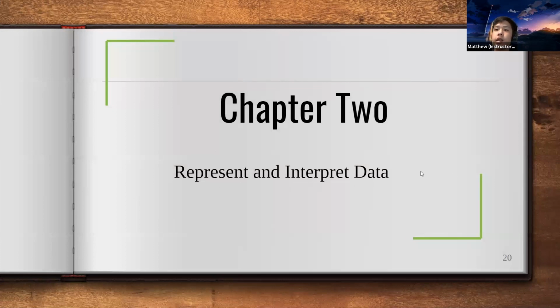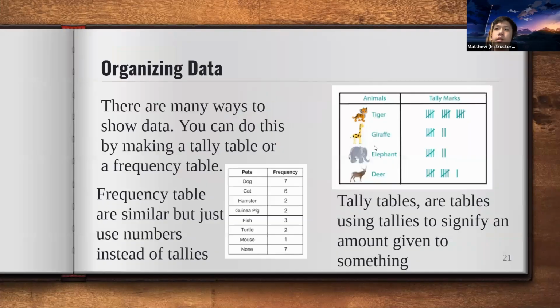Represent and interpret data. So in organizing data, there are many ways to do this. You can either make a tally chart or make a frequency table, but there are more ways than this too. Let's start with tally tables. Tally tables are tables using tallies to signify an amount given to something. For example, this tally table.